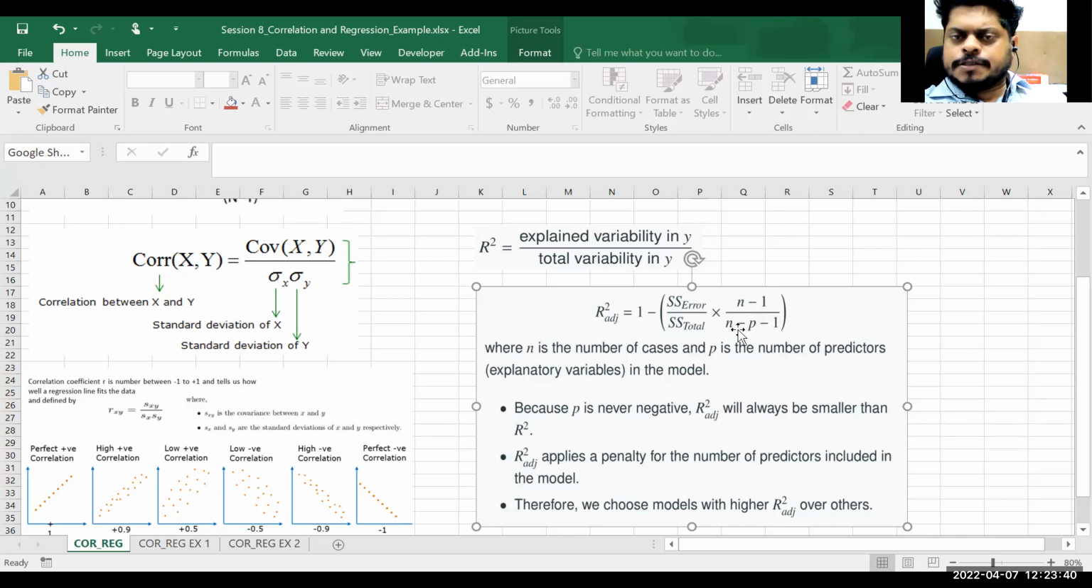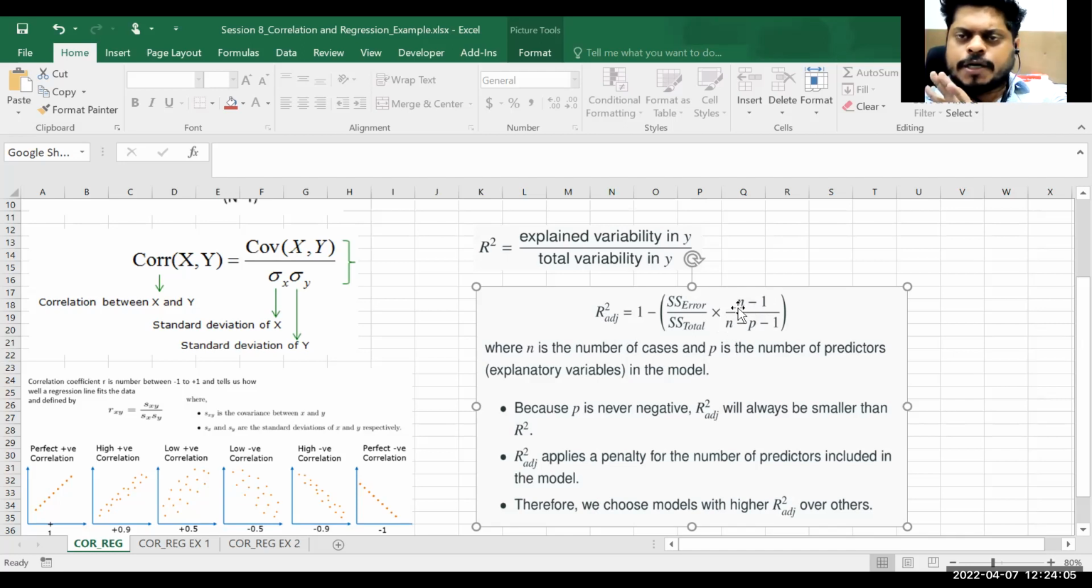Okay, so what you are telling is, if I'm adding new predictors, the ratio n minus 1 over n minus p minus 1 is going to increase, right? Yes, sir. So this ratio increases, which means this number is going to increase, and R square adjusted actually should come down. Is that your question? No, sir. I'm saying that when we are taking two or three independent variables, this ratio would decrease, I guess.